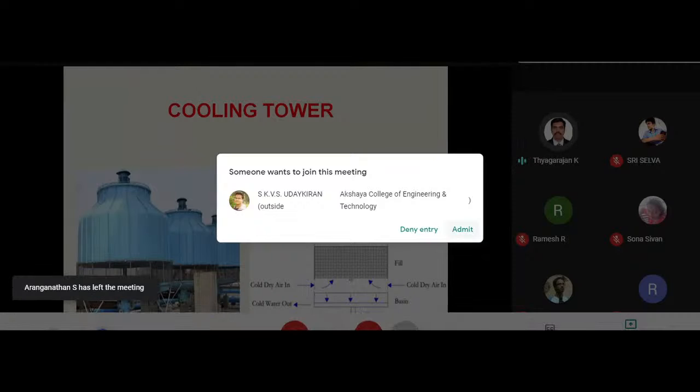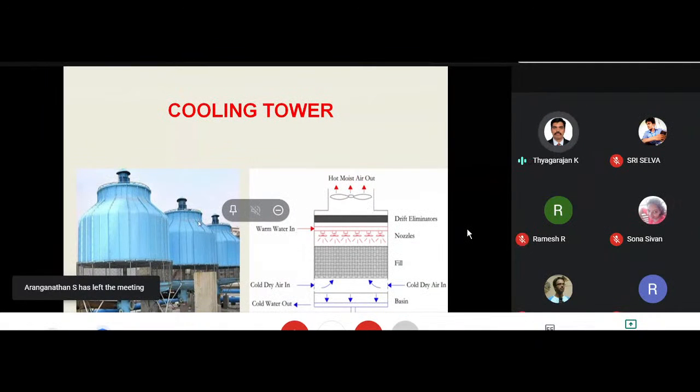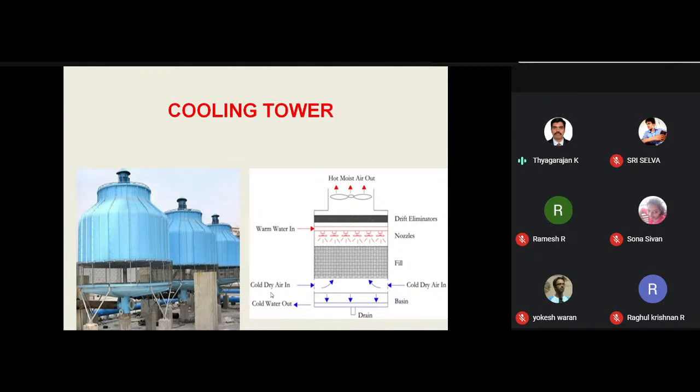That is ambient air entering into this, and there is hot water coming from the condenser. The water falls down, and this air will pick up the heat, and with the help of a fan, the air will enter, and then it goes out. This is the hot air. Finally, heat is rejected.